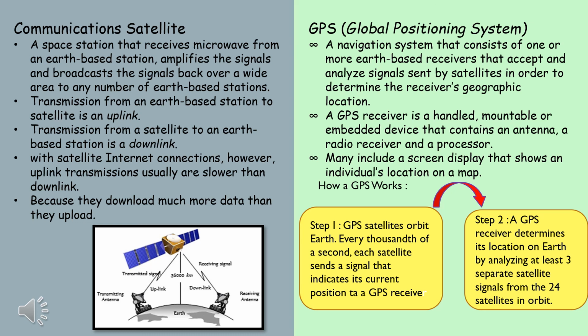This is how a GPS works. Step 1. GPS satellites orbit Earth. Every thousandth of a second, each satellite sends a signal that indicates its current position to a GPS receiver. Step 2. A GPS receiver, such as in a car, a smartphone, a wearable device, a handheld device, or a dog collar, determines its location on Earth by analyzing at least 3 separate satellite signals from the 24 satellites in orbit.